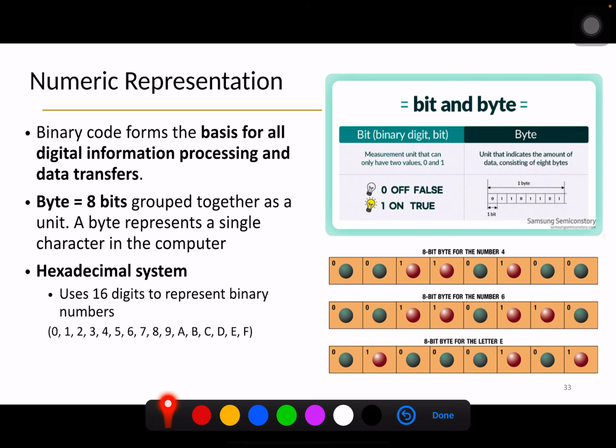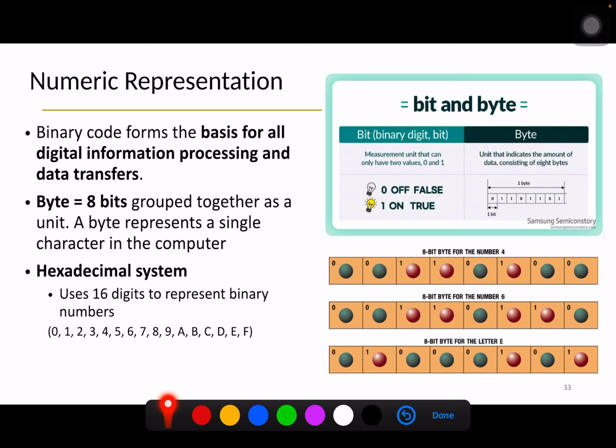So what does bit mean? A bit is every single digit represented in binary or digital representation. Another word is byte. 1 byte is equal to 8 bits. 8 bits grouped together as a unit is called a byte. In this there are 8 bits: 1, 2, 3, 4, 5, 6, 7, 8. So this 8-bit group of data is called 1 byte.